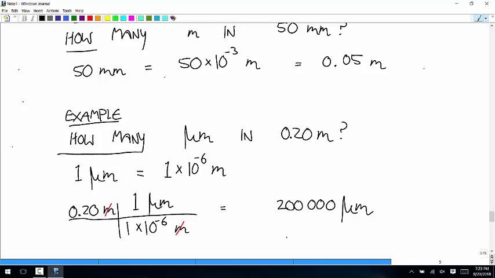Any questions about that right now? Yeah, that's right. So that's the same thing as multiplying by 10 to the 6.